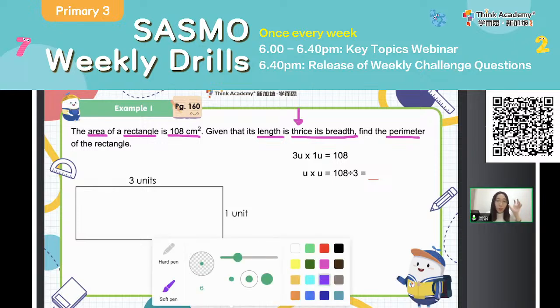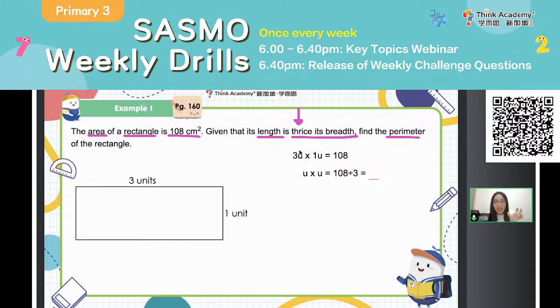Well, to make this part easier, you can just regard it as, okay, 3 times apple times 1 times apple equals to 108. And you try to figure out what is the value represented by the apple. That is the same as the unit, okay? 1 unit times 1 unit, that is 108 divided by 3, which is, okay, have a try. What is it?